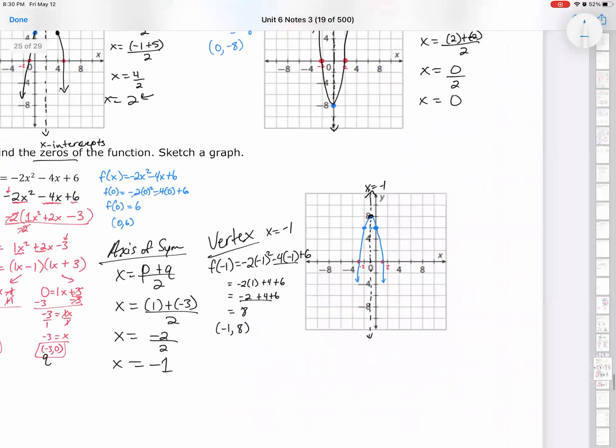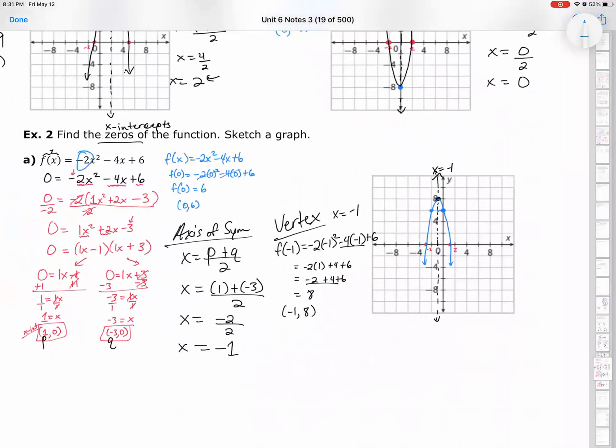And again, we notice our A value is -2. And so that's why our parabola is going downward. And it's got that vertical stretch by a factor of 2 because, again, that A value is larger than 1. So it's kind of getting narrower there. Go ahead and feel free to pause the video if you have any questions at all.